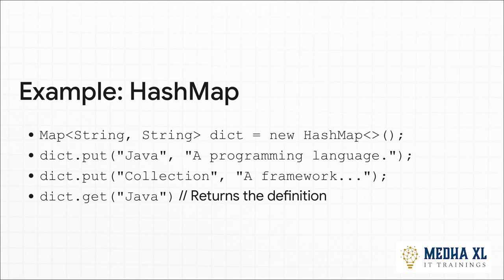And last but not least, our HashMap. We use the .put method here. We put in the key Java with its definition. Then we put in collection and its definition. Now, whenever we need the meaning of Java, we just say .get Java, and boom, it instantly pulls out the right definition for us. It's that simple.